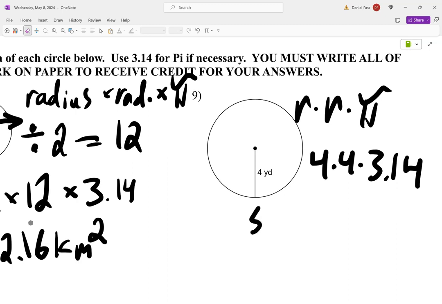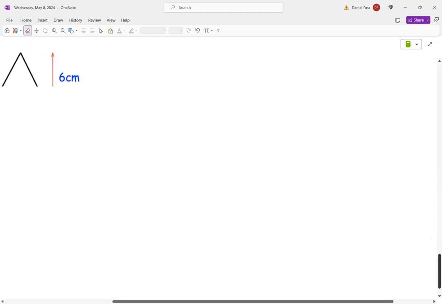Okay, so what do we get when we multiply those? 50.24 yards squared. Okay, we're almost done.